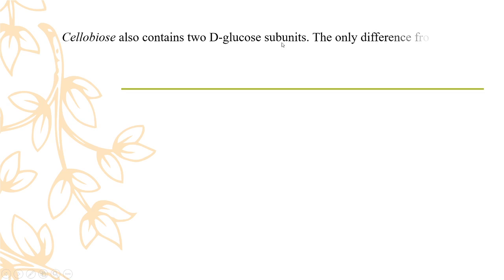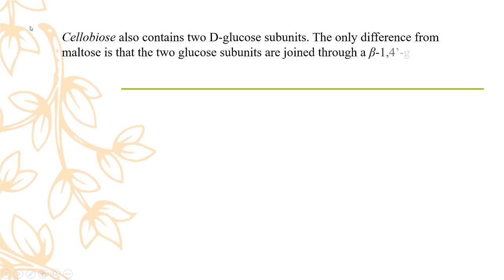Another glycoside is cellobiose, which also contains two D-glucose subunits. That means in maltose there are 2 glucose units, and in cellobiose there are also 2 D-glucose subunits. The only difference is that in maltose there is an alpha, but in cellobiose this is the beta 1,4 glycosidic linkage. This is only the difference in the alpha and beta.